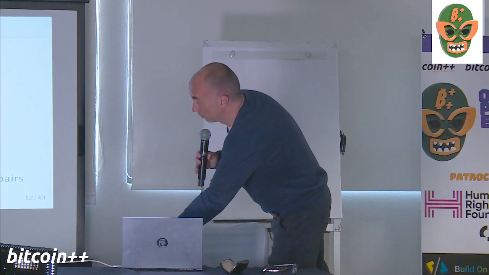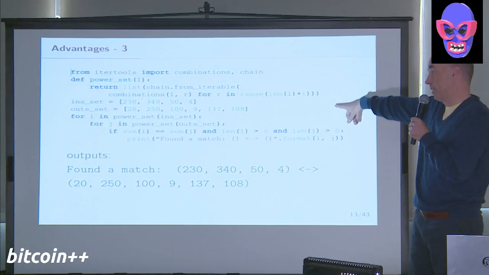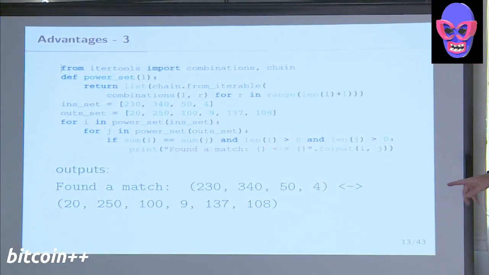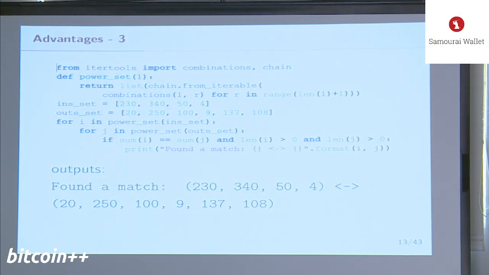And just to really prove the point, that's it in Python. You can just list all the subsets of the ins and outs. The only thing it returns is the actual full set of inputs and the actual full set of outputs. That is a valid solution, right? But that's the only one. There are no other valid solutions.